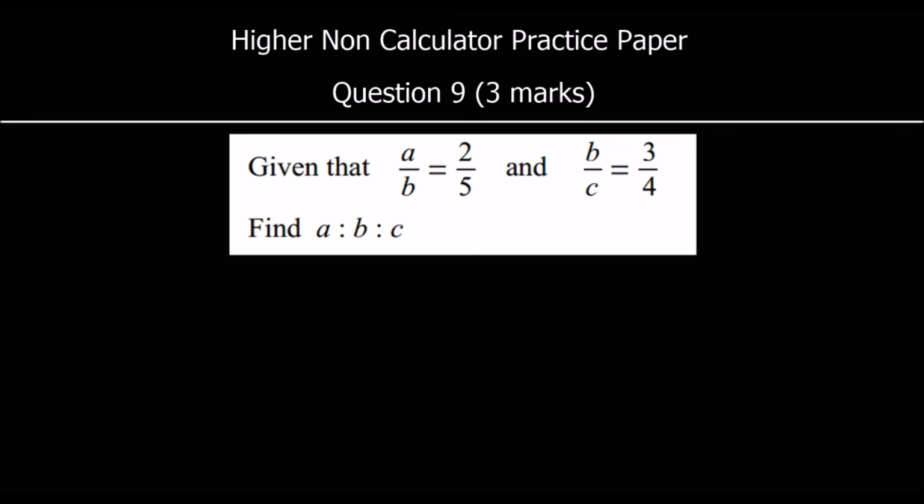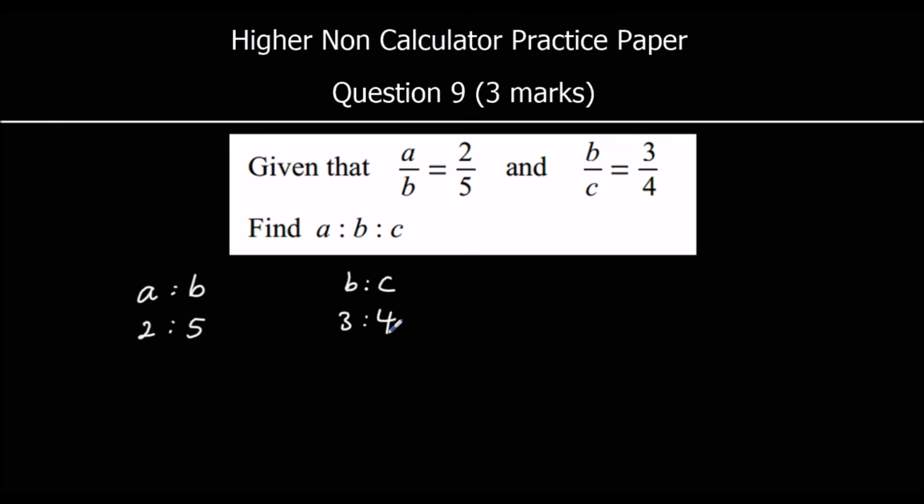Question 9. Given that A over B is 2/5 and B over C is 3/4, find the ratio of A to B to C. So when we have a fraction, we can turn it into a ratio. So we can say the ratio of A to B is 2 to 5. So if we double top and bottom, we'll have 4 and 10. If we times them by 10, we'll have 20 and 50. They're always in the ratio 2 to 5. And we can do the same for B to C.